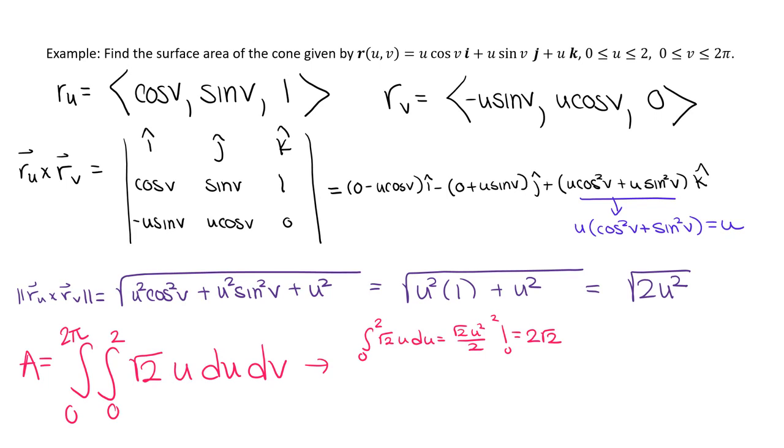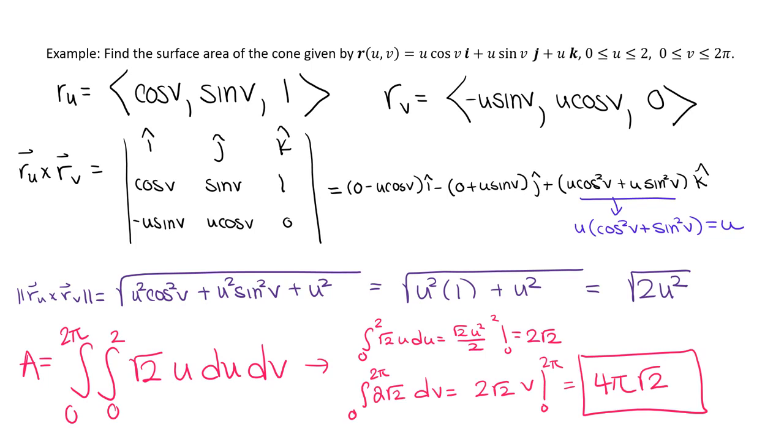So inside the integral, I get root 2 u squared over 2. Plug in the bounds of integration. That should be 2 root 2. Integrate that answer with respect to v, plug in the bounds of integration. I got 2 root 2 times 2 pi. So that's 4 pi root 2, and that is the surface area of the cone that was given to us.